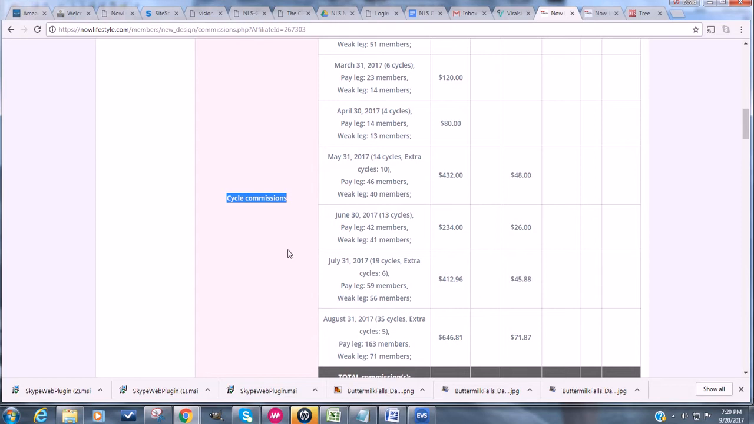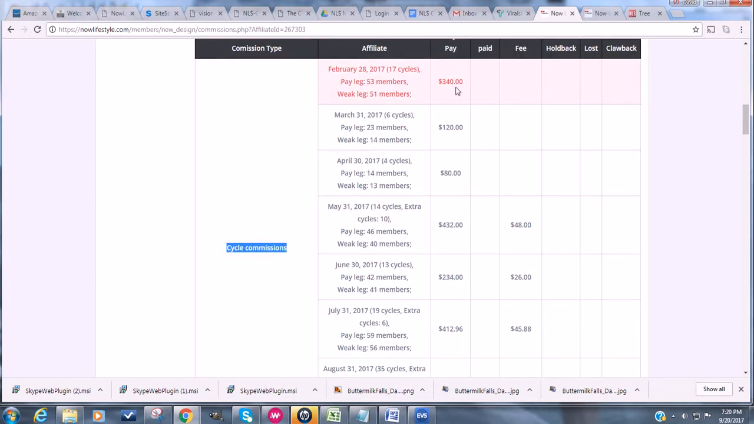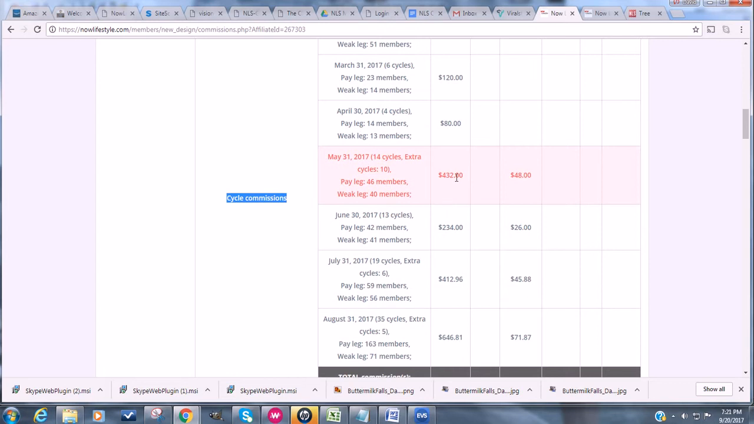These are people that are active members and people that are actually in the system. And so I started out with some good in the beginning, but then there was a little slowdown time as we started to really launch and go public. And then all of a sudden people started to upgrade into the autoresponder, and they got the Now Body system, and they started to do other things. So especially these last 3 months, I've gone $234 in June, $412 in July, $646.